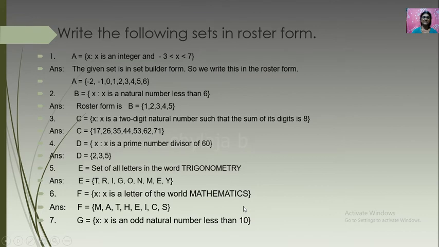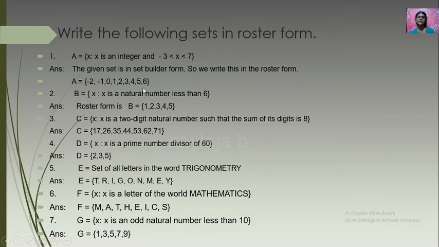Seventh question. Set G, x such that x is an odd natural number. So carefully read: odd natural numbers less than 10. What are the natural numbers? 1, 2, 3, 4, 5, like this. But they are odd and less than 10. Here, set G is 1, 3, 5, 7, 9. These are the odd natural numbers less than 10. That's all.